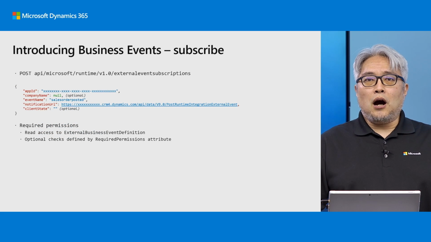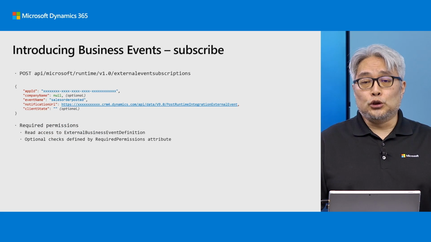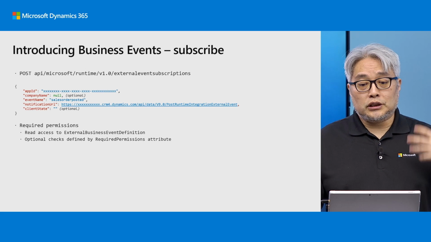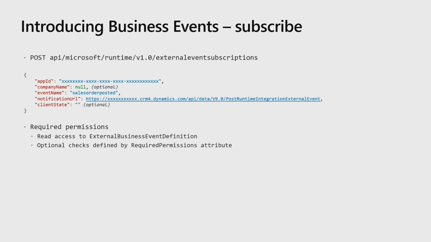Okay. Now, once you know what events are produced by the extension or the base app, users can subscribe to those events. In this case, an external system or Dataverse can call an API, which is external event subscription, and provide in the API a notification URL or webhook URL that will be called by the extension or by the base app whenever an action is performed in Business Central. In here, the permission for this is you need to have read access to the external business event definition table.